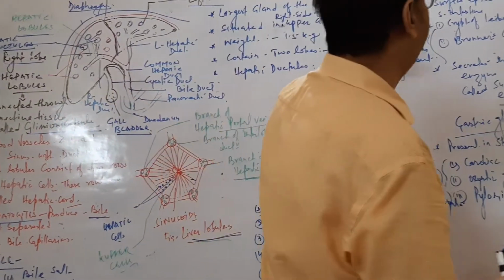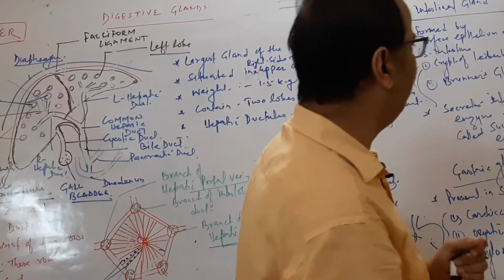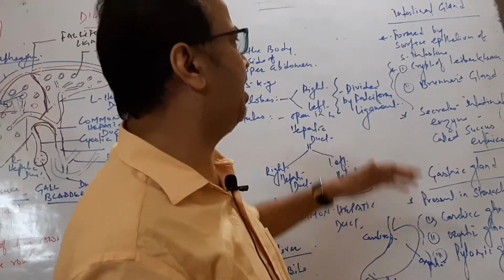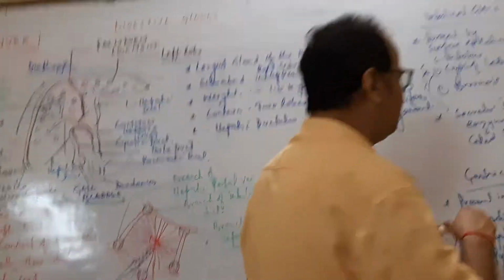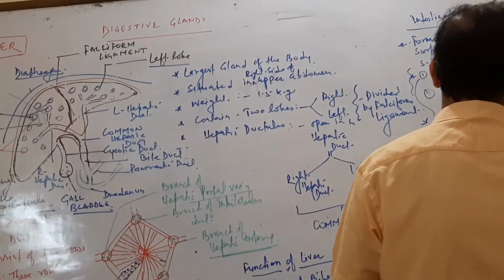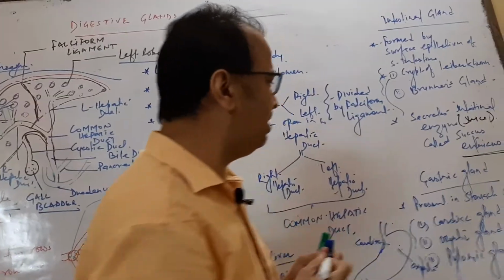Another gland is the intestinal gland. The intestinal gland contains two parts, the crypts of Lieberkühn and Brunner's glands. The crypts of Lieberkühn secrete intestinal juice, called succus entericus, which contains many enzymes.